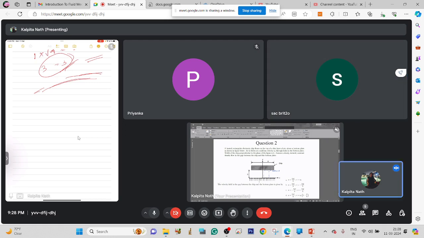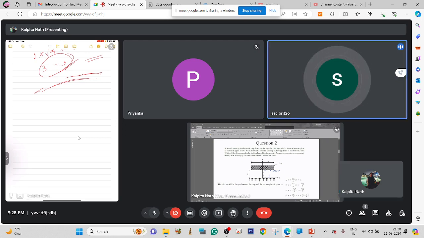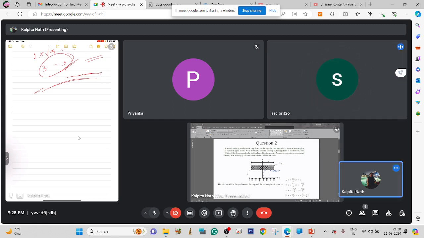You understood, right? How to solve? Yeah, using the continuity equation, I have to proceed. When we equate for the control volume, what the fluid is entering and what is leaving, that will be constant.